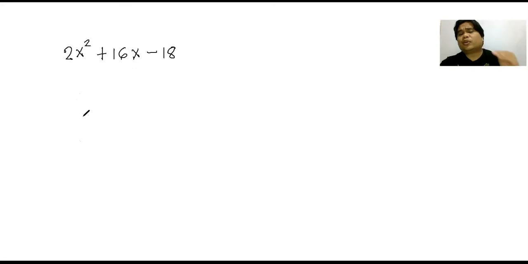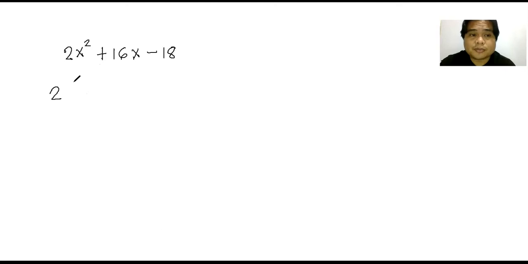So looking at the coefficients 2, 16, and 18, what is the greatest number, the biggest number that can divide all three of them? And by inspection, it's 2. So you write 2. How about when it comes to the variables, x squared and x? Now, if you noticed, the variable x is not common to all. Why? Because it's not present in its third term, the 18. So basically, you cannot consider x as part of the greatest common factor. So meaning your greatest common factor is just 2.